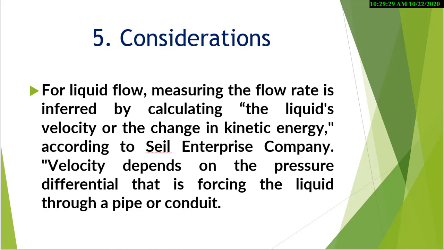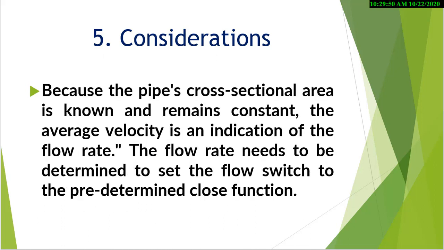For liquid flow, measuring the flow rate is inferred by calculating the liquid's velocity or the change in kinetic energy, according to the company. Velocity depends on the pressure differential that is forcing the liquid through the pipe conduit. Because the pipe cross-sectional area is known and remains constant, the average velocity is an indication of the flow rate.